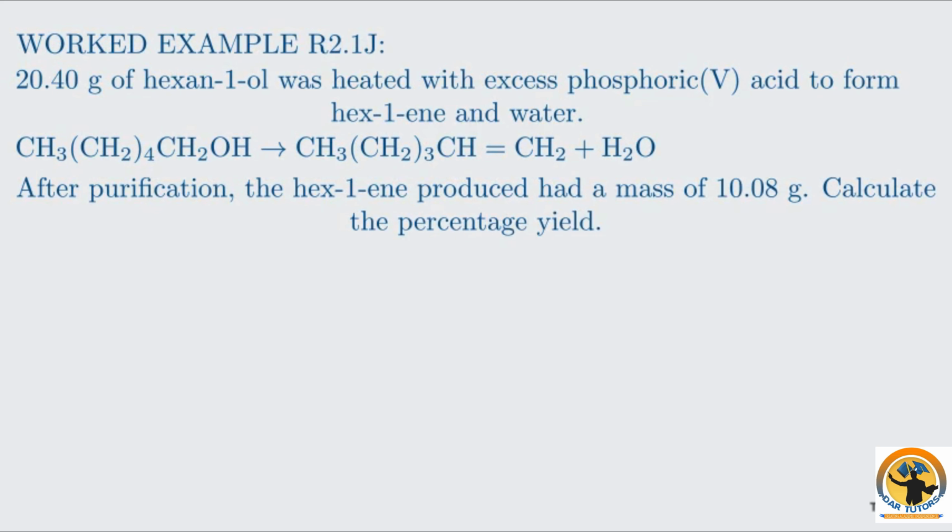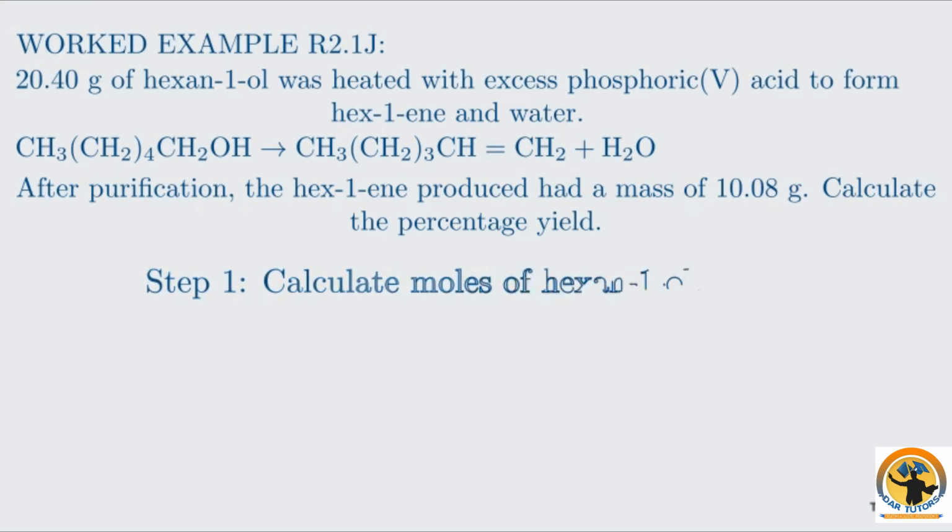The problem gives us the mass of our starting material, hexan-1-ol, and tells us it is heated with excess phosphoric(V) acid, which acts as a dehydrating agent to form hex-1-ene and water. We also know the mass of the hex-1-ene that was actually produced, which is our experimental yield. To find the percentage yield, we need the theoretical yield. This means we must calculate the maximum possible mass of hex-1-ene that could be formed.